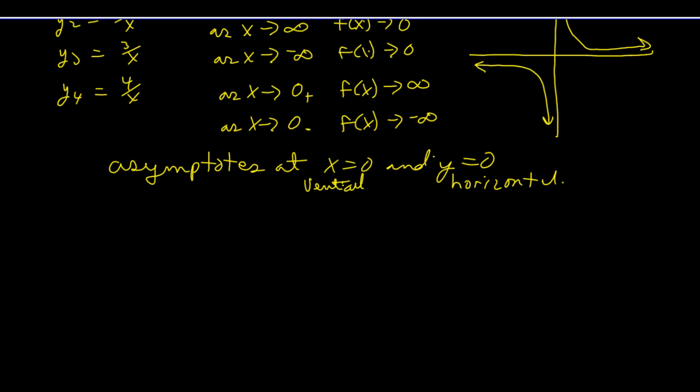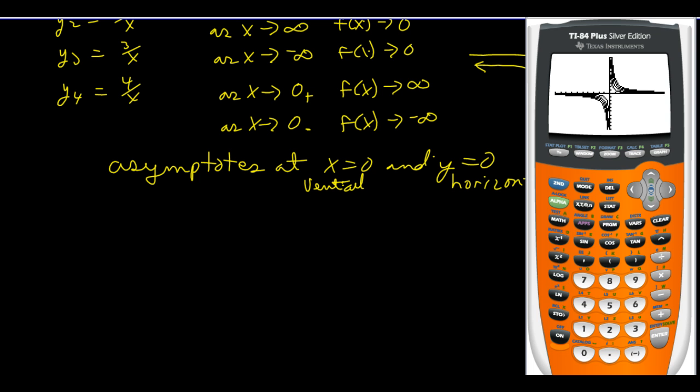I also want you to go back to your GDC and look at the table of values for here. Let me get back down here where my x is close to 0. Now notice I got a 0 there. I want you to notice that in y1, when x is 1, y is also 1.